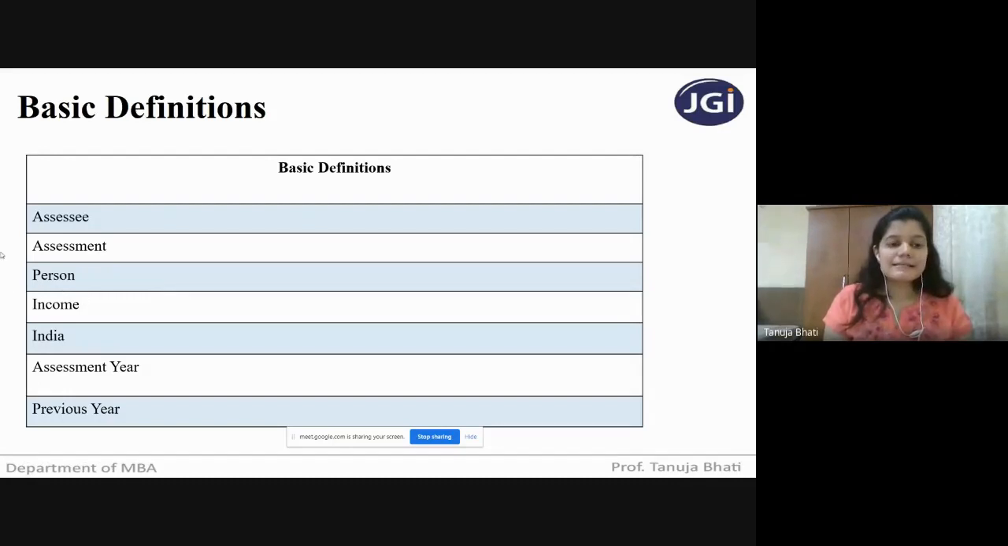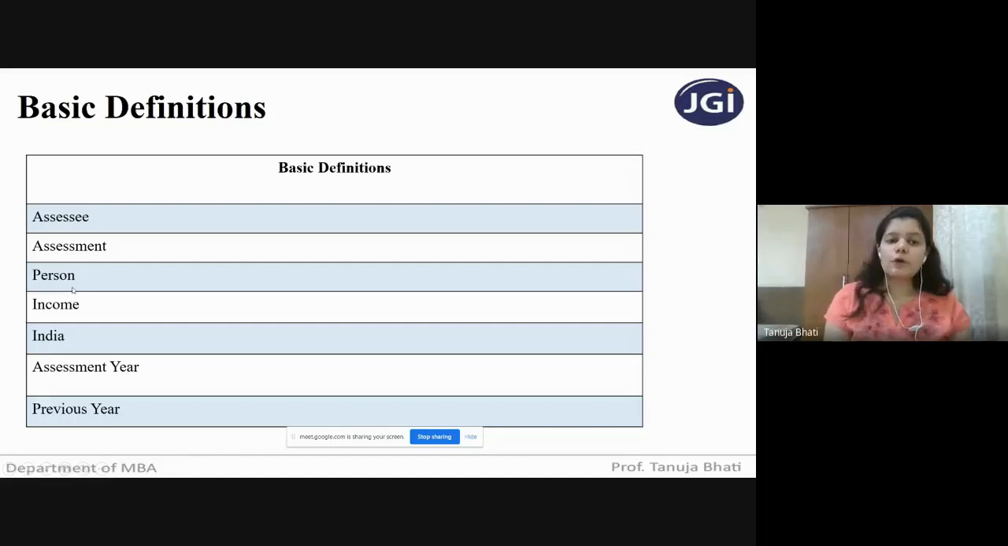Next is local authority. Now, what do you mean by local authority? Local authority can be either panchayats, cantonment board, or municipality. So, local authority is any authority that is under the jurisdiction of the government.